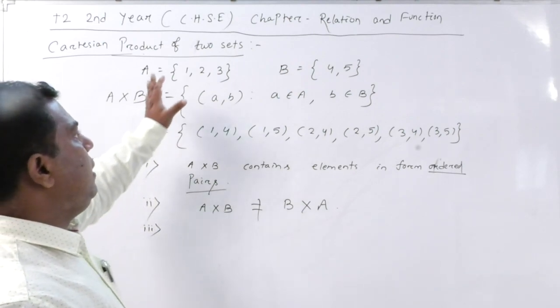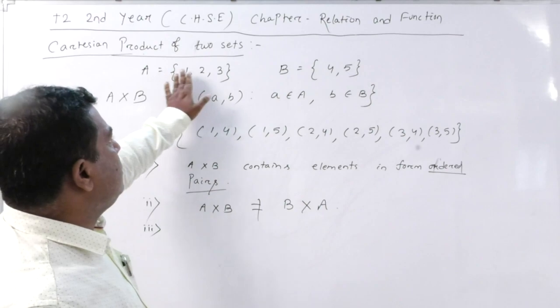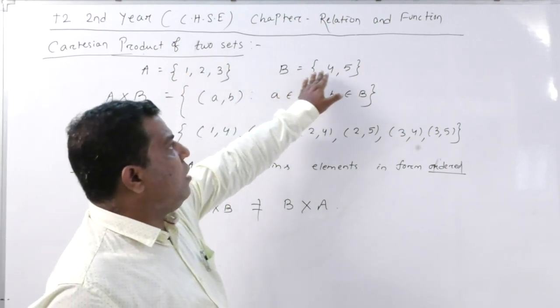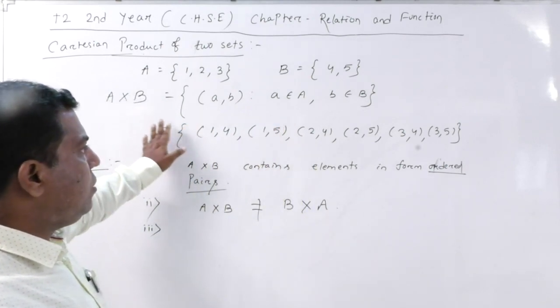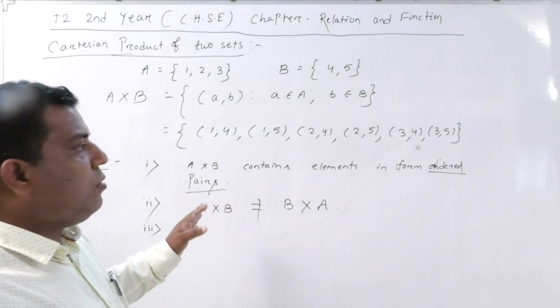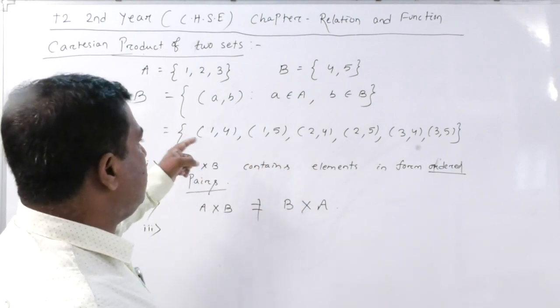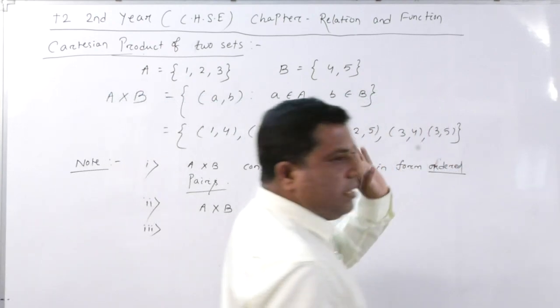Next, how many elements are there totally? It depends on the elements of A and the elements of B. Set A consisted of how many elements? 3 elements. Set B consisted of how many elements? 2 elements. So totally A cross B contains how many elements? It contains 6 ordered pairs. You can count it also: 1, 2, 3, 4, 5 and 6.